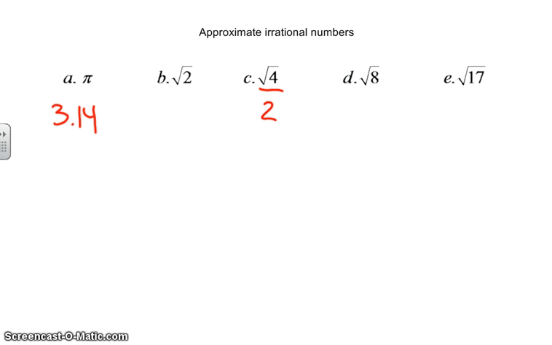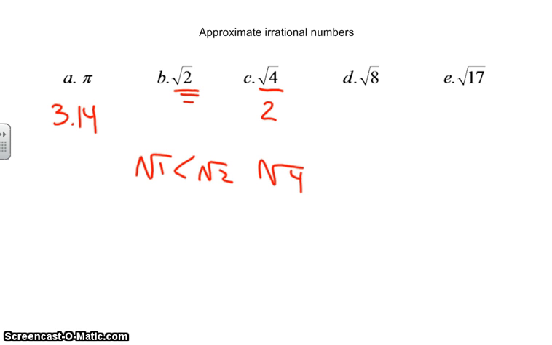So when I want to approximate a square root, so I have the square root of 2, I've got to find which perfect square is just below it and which perfect square is just above it. The perfect square below it is the square root of 1. Then I'm dealing with the square root of 2. And the square root of 4 is the next perfect square above it.